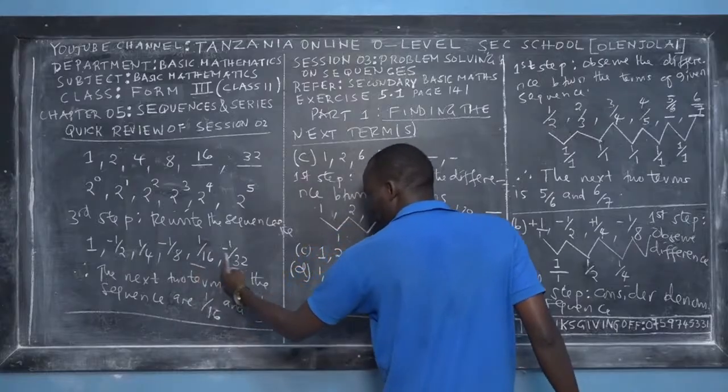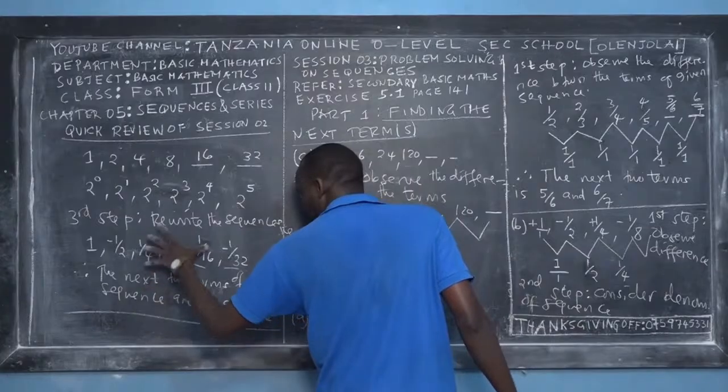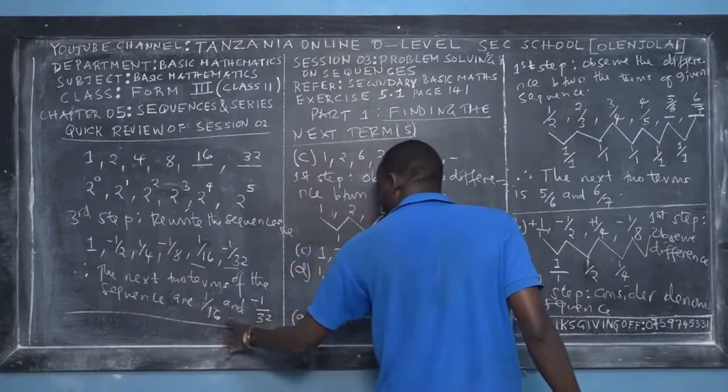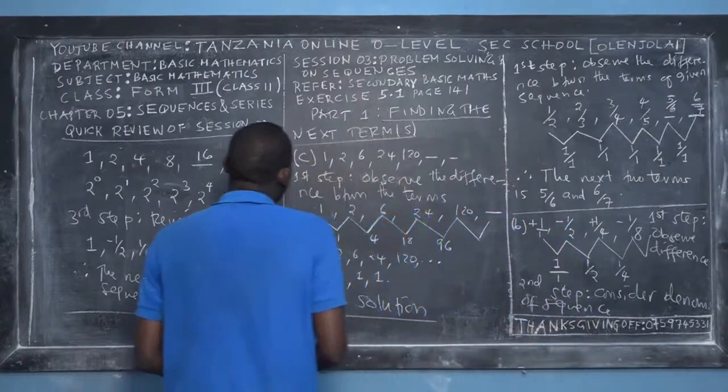So this will be positive terms and this will be negative terms. That's why we concluded that the next two terms after these 4 terms will be 1 over 6, 16, and the negative 1 over 2. So if that's the case now, we are going for part C.